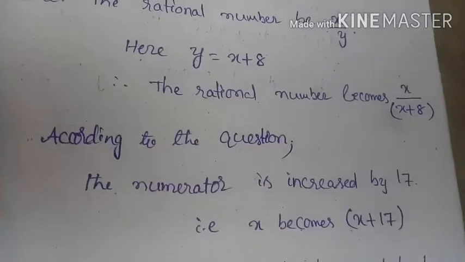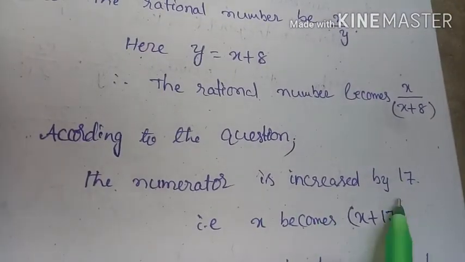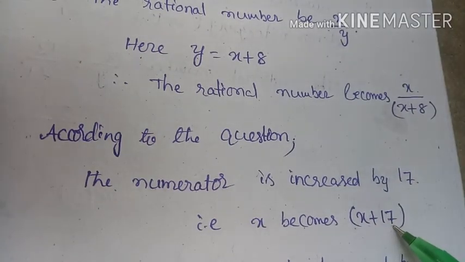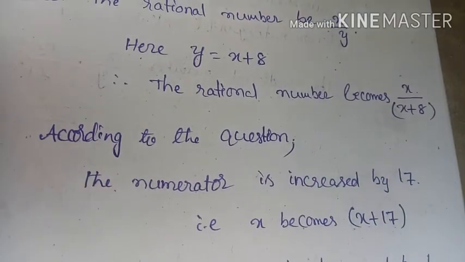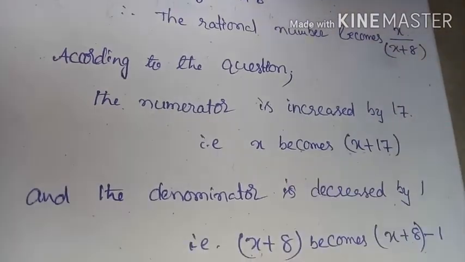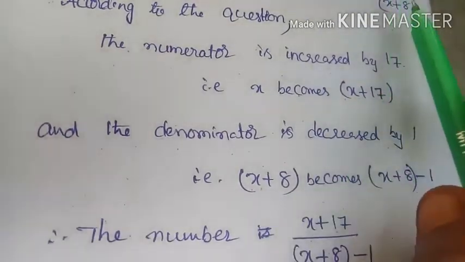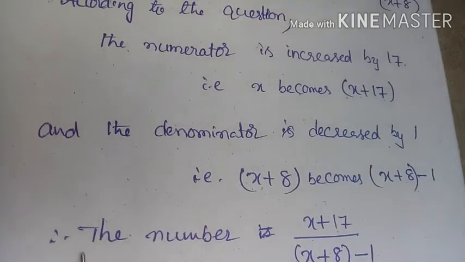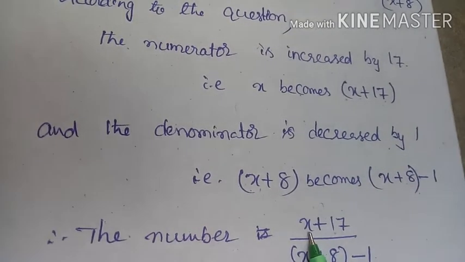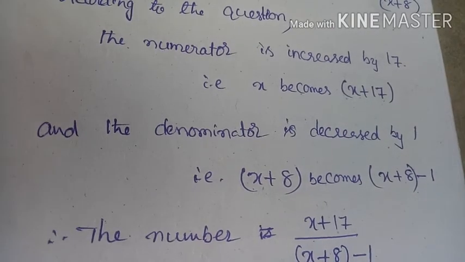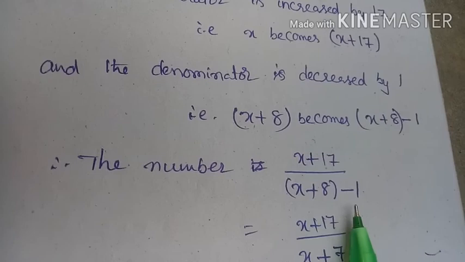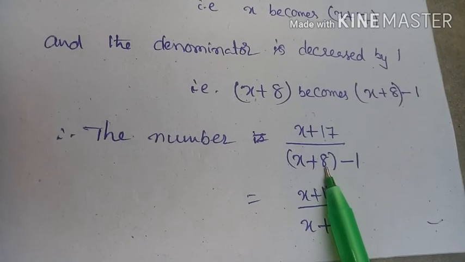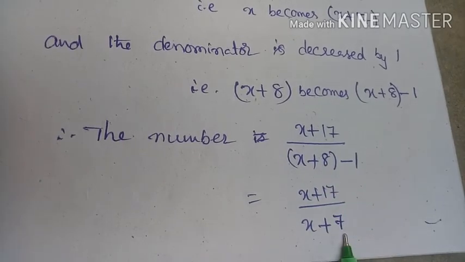Okay, according to the question, the numerator is increased by 17. That means the numerator x becomes x plus 17. At the same time, the denominator is decreased by 1. That means x plus 8 becomes x plus 8 minus 1. Therefore the number, with numerator x plus 17 and denominator x plus 8 minus 1, is equal to x plus 17 by x plus 7. 8 minus 1 is equal to 7.